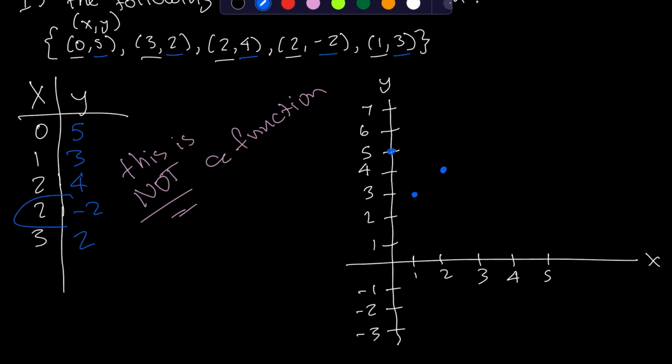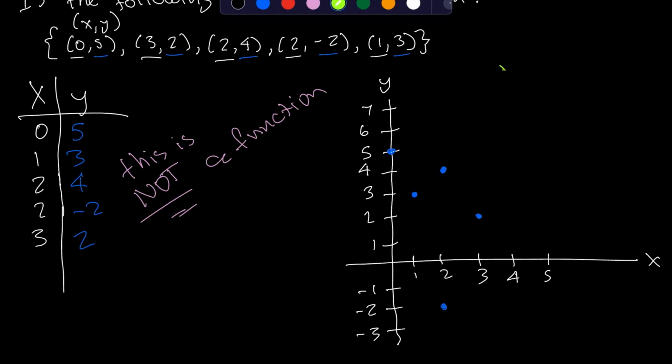The next value is x value is 2, y value is -2. And if you're already starting to see, we know this will not pass our vertical line test. And we'll just demonstrate it just to further elaborate. Next value is 3, 2. So we have x value of 3, y value of 2. Boom. Now we have our graph.